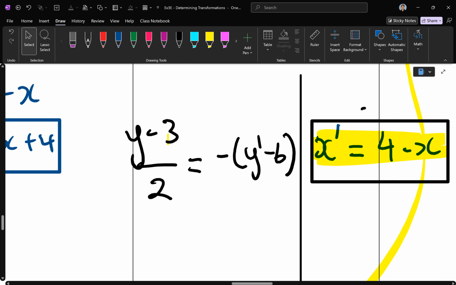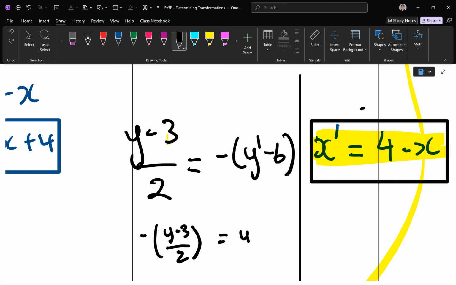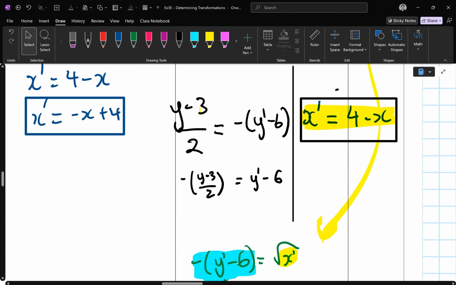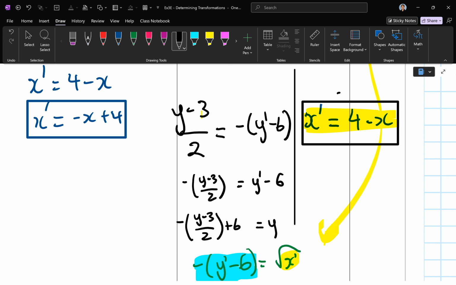To get y dash by itself, get rid of the negative, so divide both sides by negative. So here we go. I've now got negative of (y minus 3) on 2 is equal to y dash minus 6. To get y dash, I need to get rid of that minus 6, so add 6 on both sides. So now I get negative of (y minus 3) on 2 plus 6 equals y dash. This is my transformation for y.